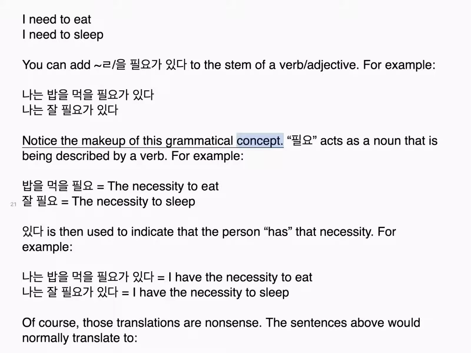"필요" acts as a noun that is being described by a verb. For example, 밥을 먹을 필요, the necessity to eat, 잘 필요, the necessity to sleep. 있다 is then used to indicate that the person has that necessity. For example, 나는 밥을 먹을 필요가 있다. I have the necessity to eat. 나는 잘 필요가 있다. I have the necessity to sleep.